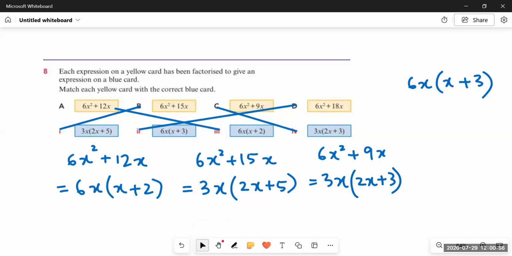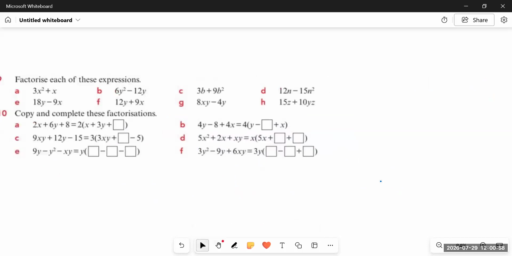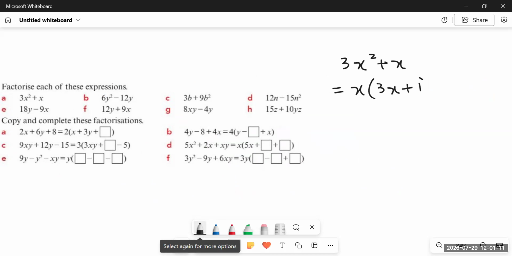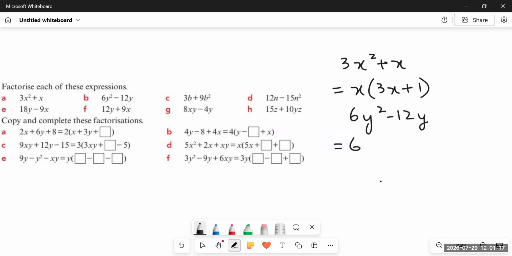Now let's move to number 9. In question number 9, we have to factorize the expressions ourselves. Let's start from number 1. 3x squared plus x has x in common. So we are left with 3x plus 1. Then 6y squared minus 12y. Between 6 and 12, 6 is in common. And between y squared and y, y is in common. So we are left with y minus 2.